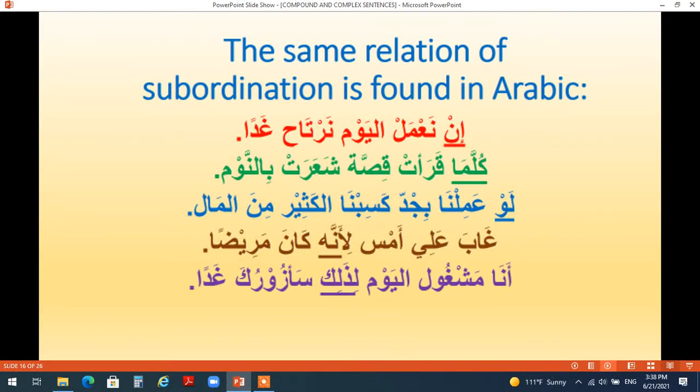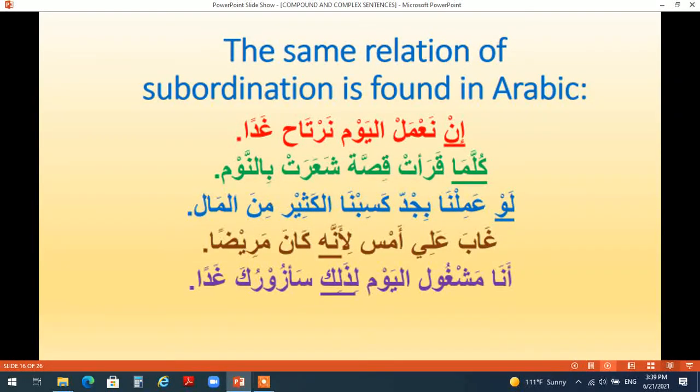Now, again, we want to say or to state whether the same relation of subordination exists in Arabic or not. We will definitely say that the same type of relation of subordination is also found in Arabic. And the examples in front of you prove that this type of relation can be found in Arabic. If we say إن نعمل اليوم نرتاح غدا. Here you can see إن is one of the subordinators in Arabic.